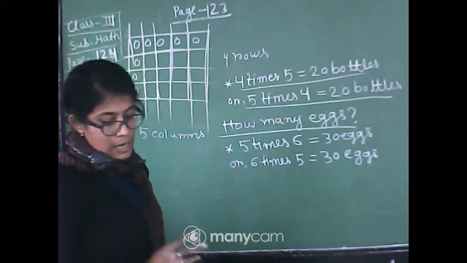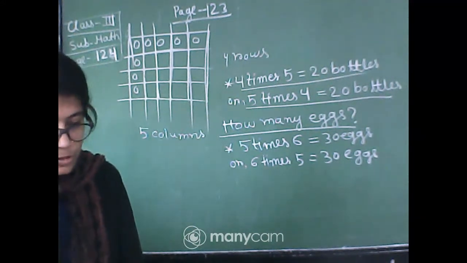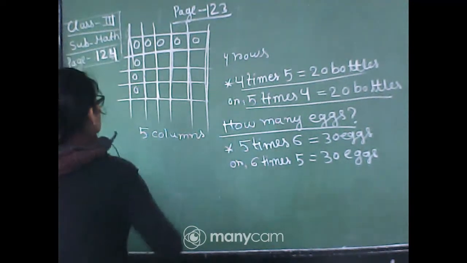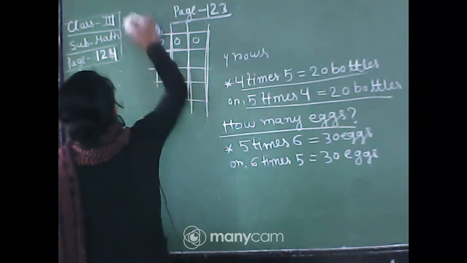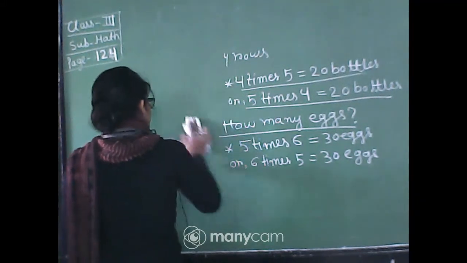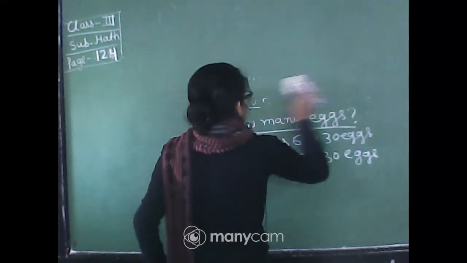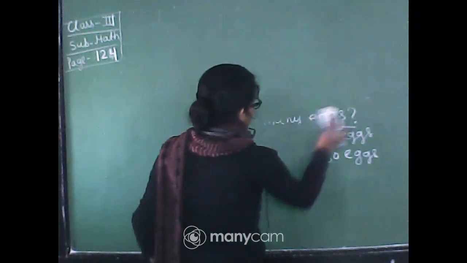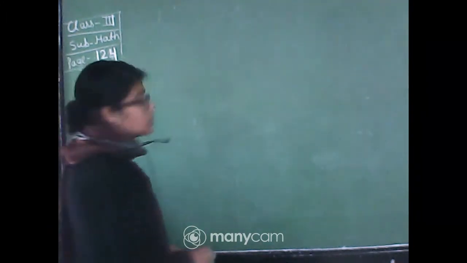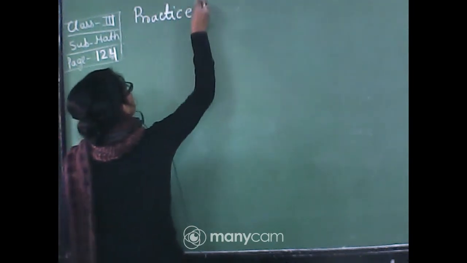Okay. Now come to page number 124. Practice time. As we already learned in class 2 also, we can write the multiplication form as an addition form, which is called repeated addition, isn't it? And also the repeated addition form, we can convert to the multiplication form or multiplication fact. So the two ways they told you to practice. Practice time.